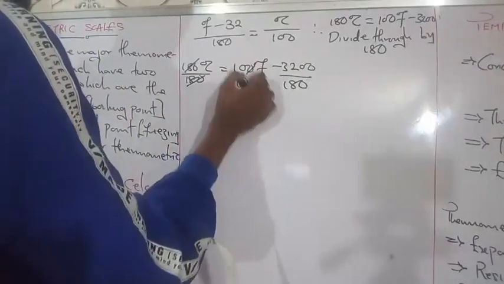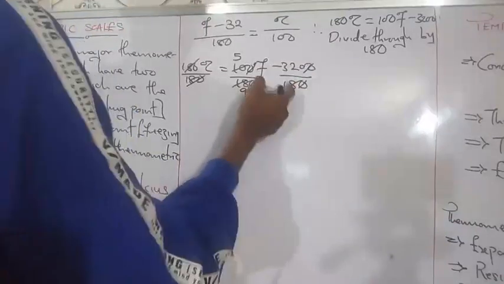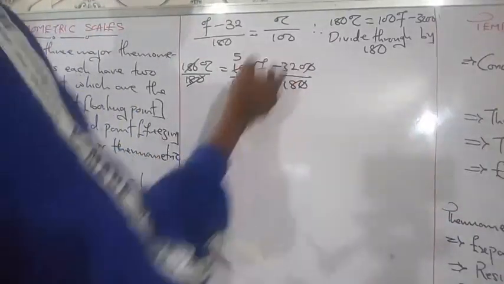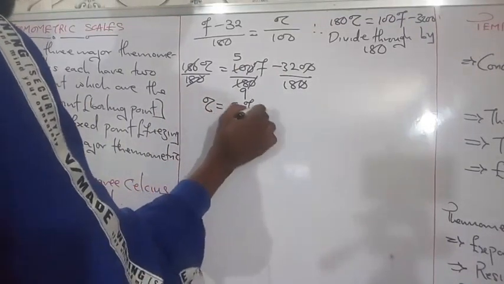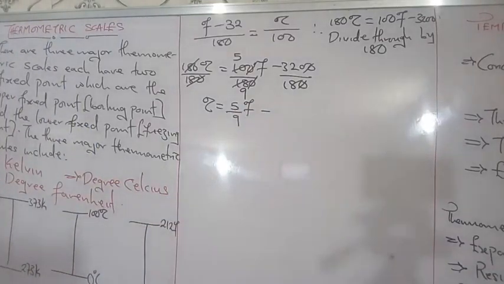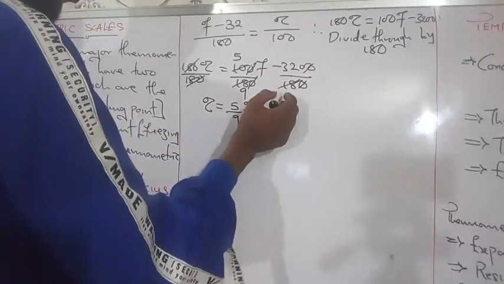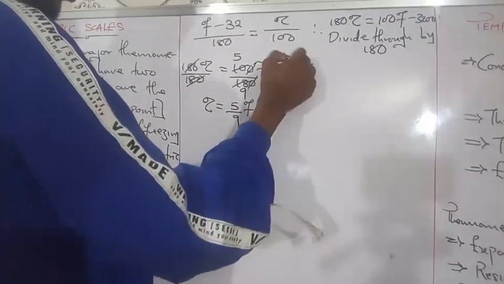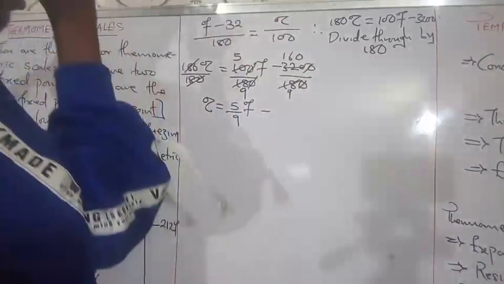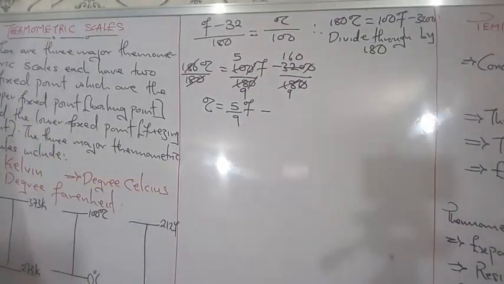Here I have 0 cancels 0, and 100 over 180 becomes 5 over 9. And when we divide the 320 by 18, what does it give us? I'm having degrees Celsius equals 5 over 9 times degree Fahrenheit minus 320 divided by 18. Let's divide it. 2 can go into 320, 160, if I'm not mistaken, yes. Then what else can go? Let me quickly get my calculator so I can put it in.